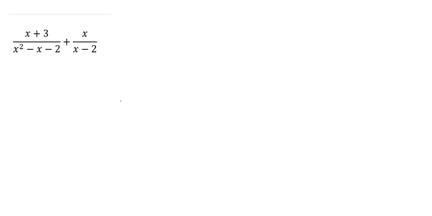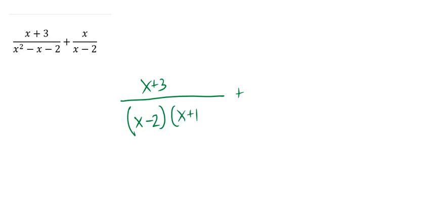This one, I have x plus 3 over something. That something is x minus 2, x plus 1. This factors to this. And my second fraction is x over x minus 2.